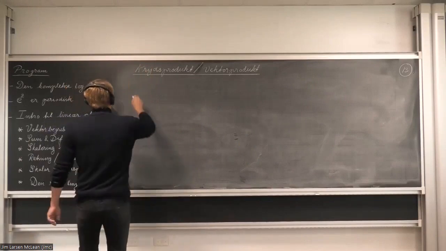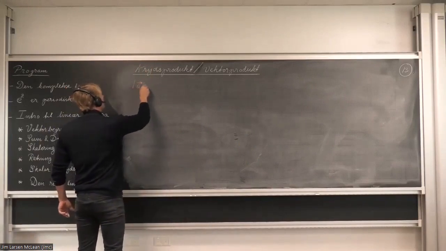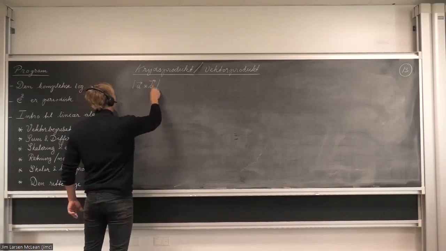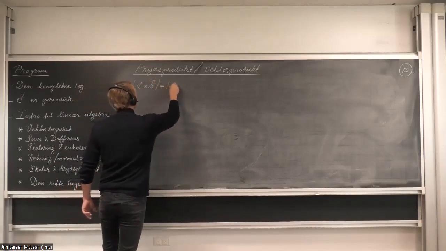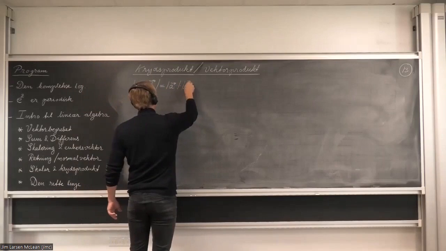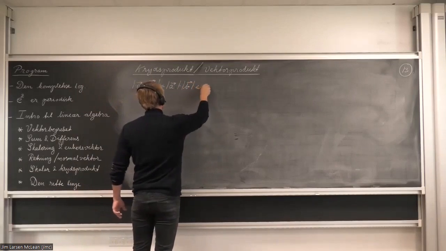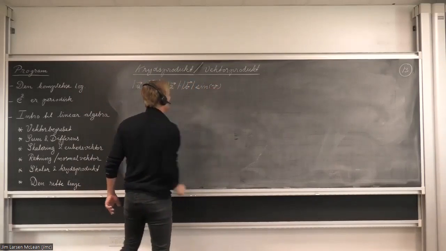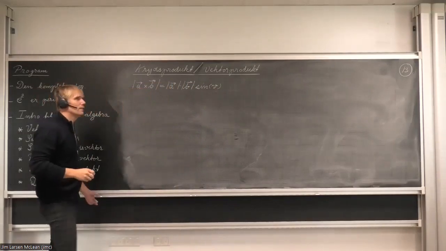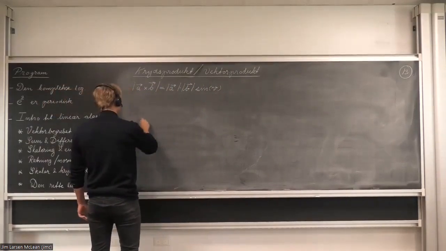We just saw that the length of the cross product is the length of one vector, multiplied by the length of the second vector, multiplied by the sine of the angle between them, which I'll call v for angle.